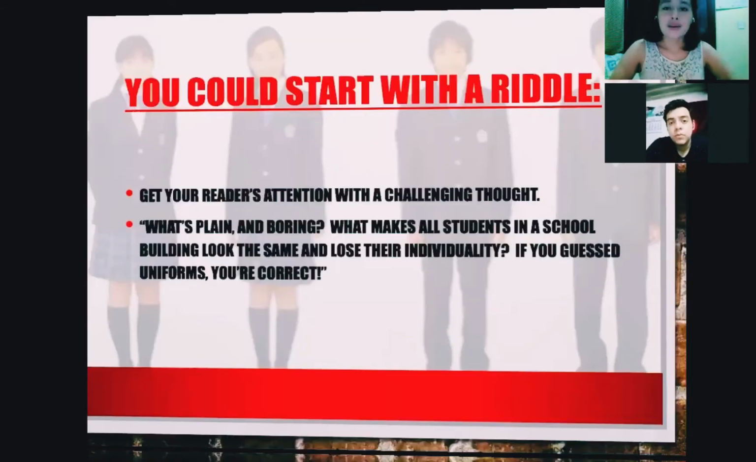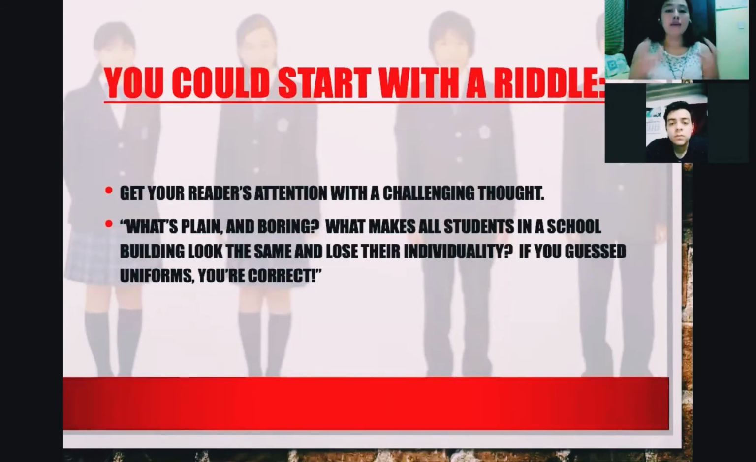So you're going to start with a riddle. In that case, you get the reader's attention with a challenging thought. Or you can start with a question. For example, making people conscious about reading the case. Why it's important, or why people need to read for that reason. So you should do that, and then people are going to be attracted by the question that you put at the beginning of the book, or in the case, in the introduction.